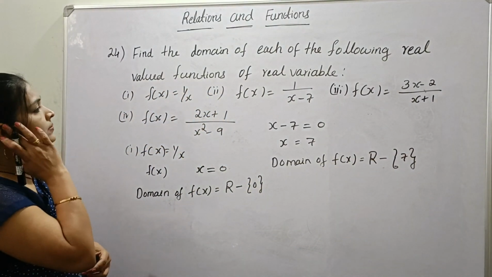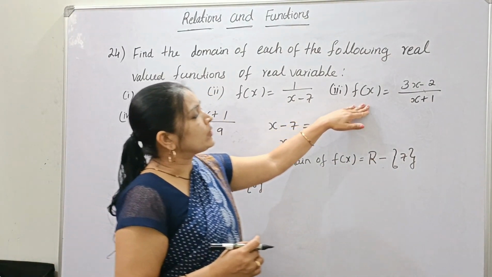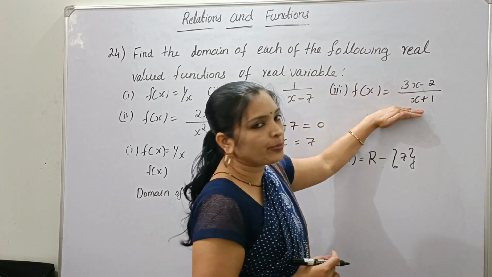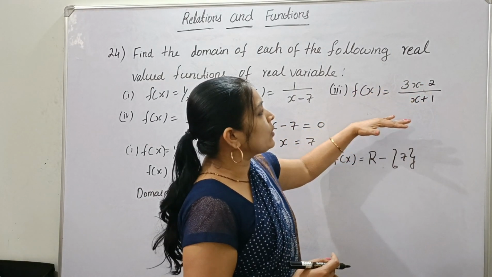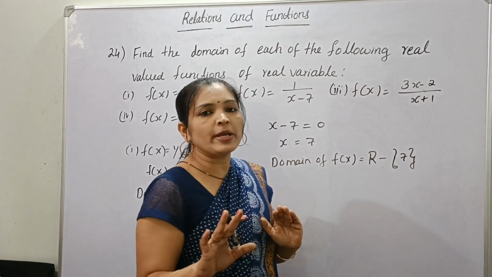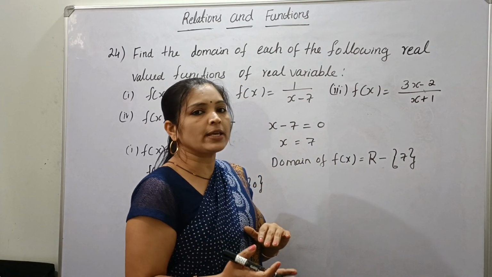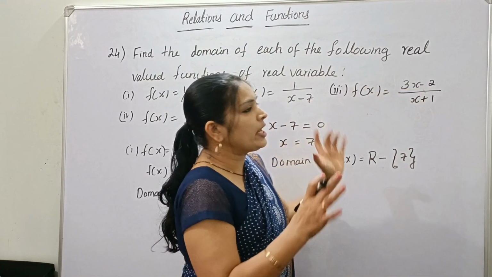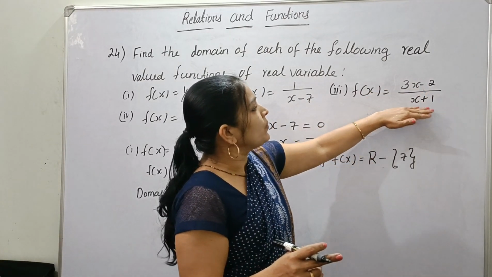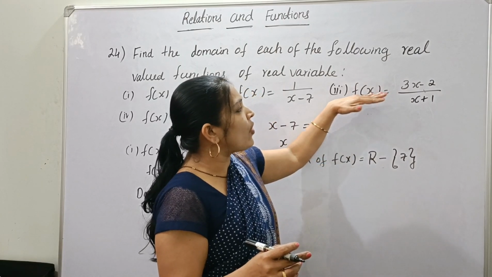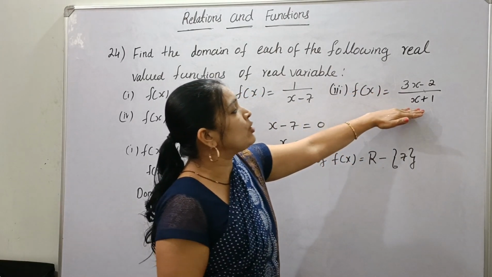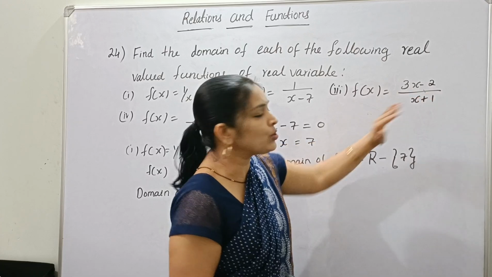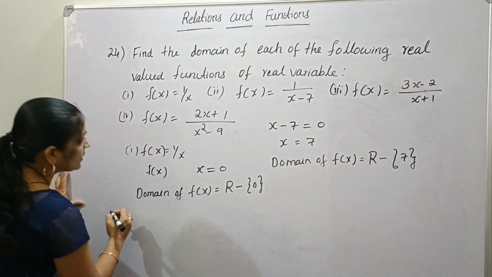Next, third one, f of x is equal to 3x minus 2 divided by x plus 1. So here also, see, the denominator should not be 0, right? If the denominator is 0, that function will not be defined. So you have to first equate it to 0. So here also the function f of x is defined for all real values except x plus 1 is equal to 0.